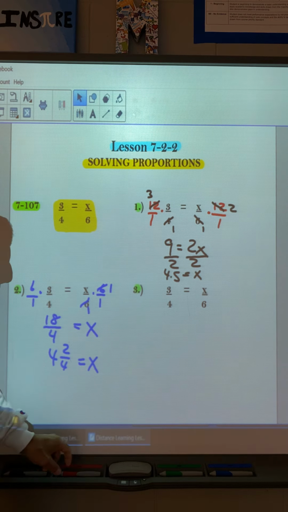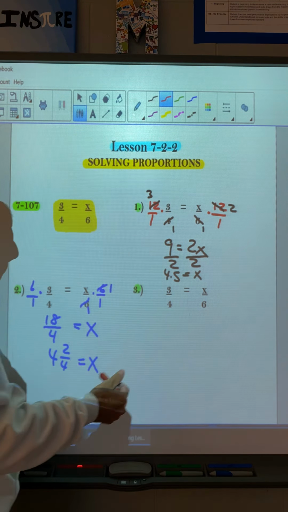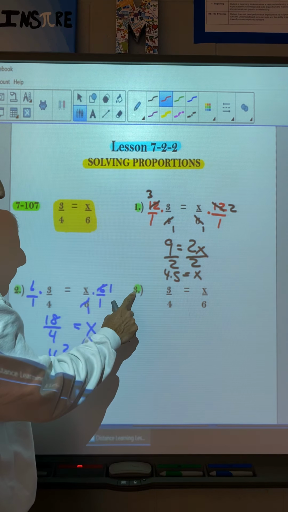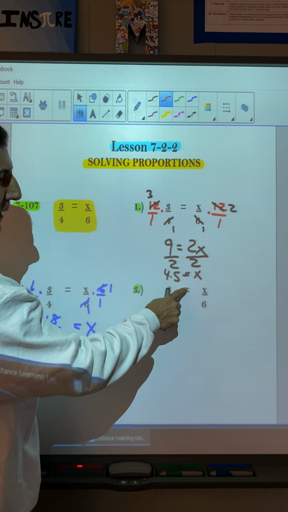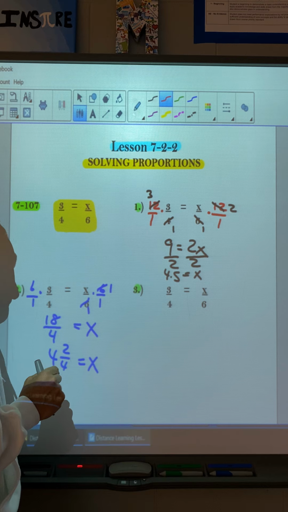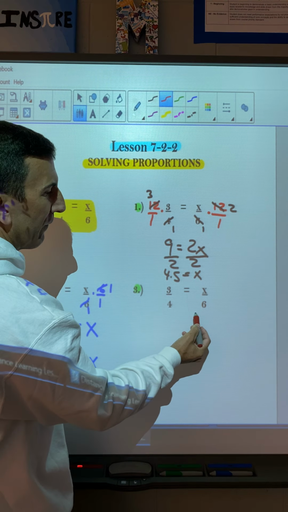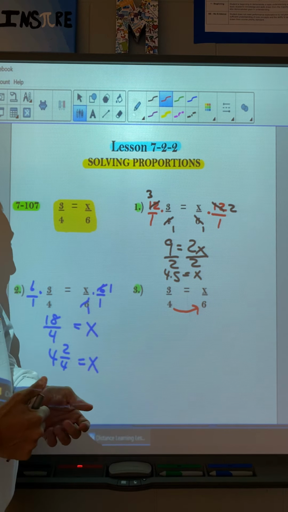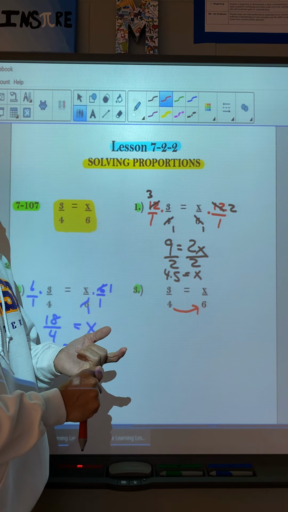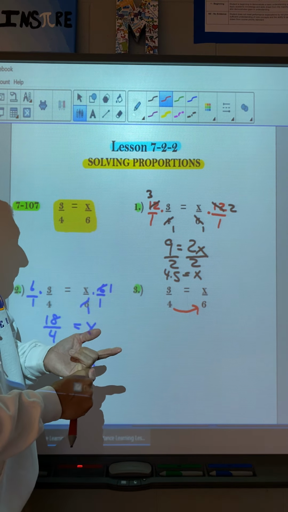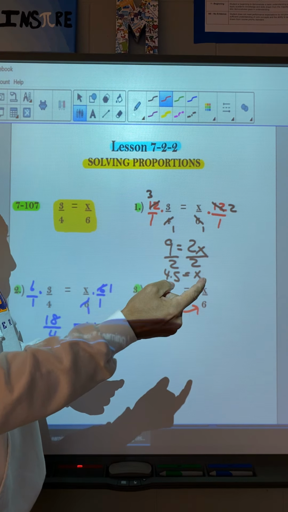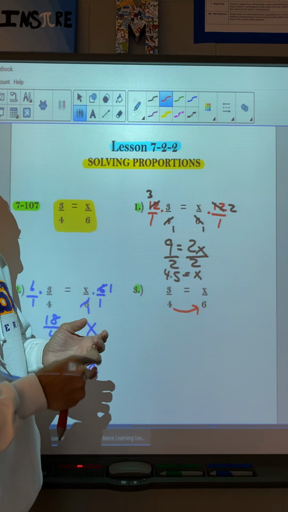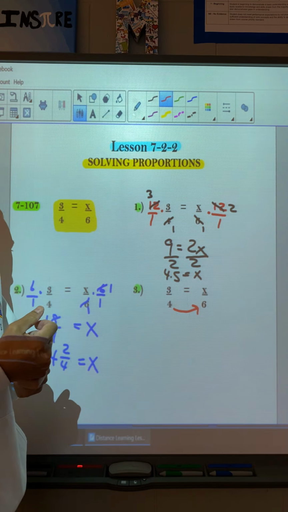Now, another way we could approach this is, what do I have to multiply? So now write it down for a third time. 3 over 4 equals x over 6. How do I get from 4 over to 6? What do I have to multiply by? Well, 4 times 1 is 4, and 4 times 2 is 8. So I'm halfway in between those. So 4 times what would get me 6?